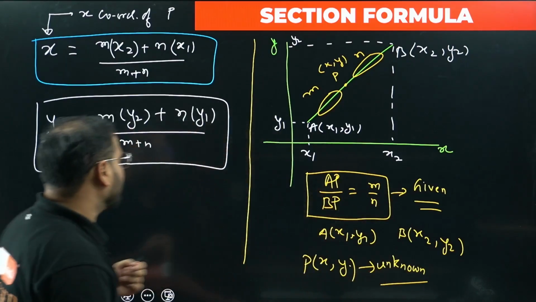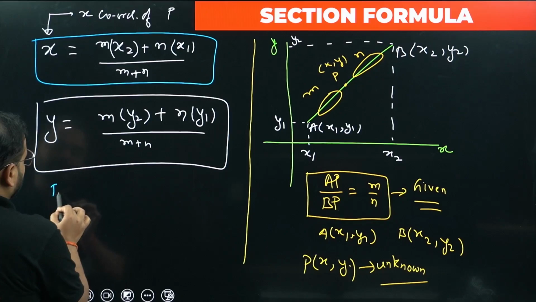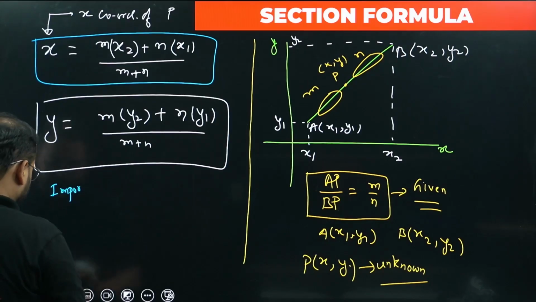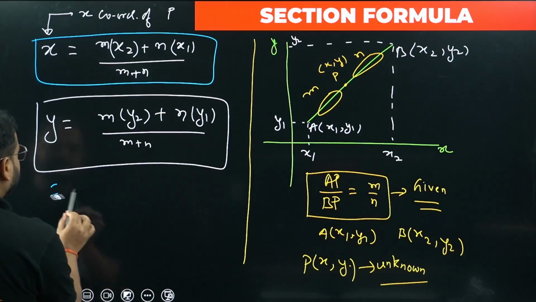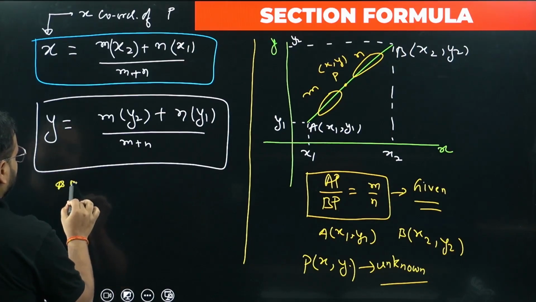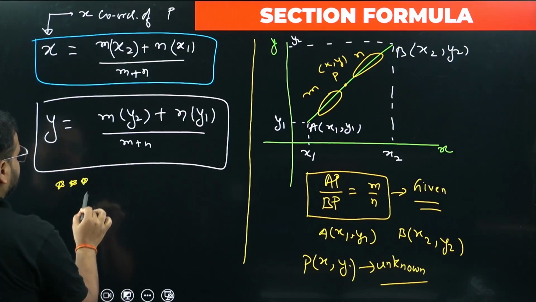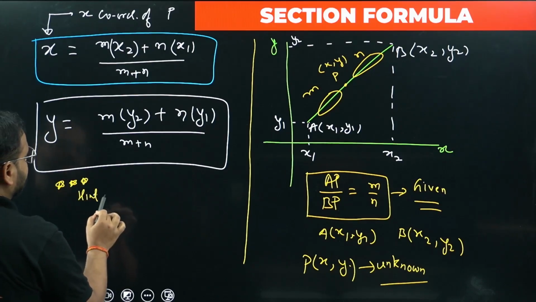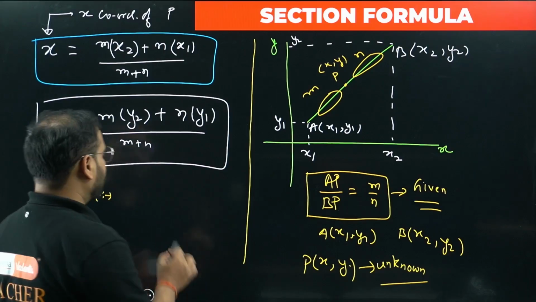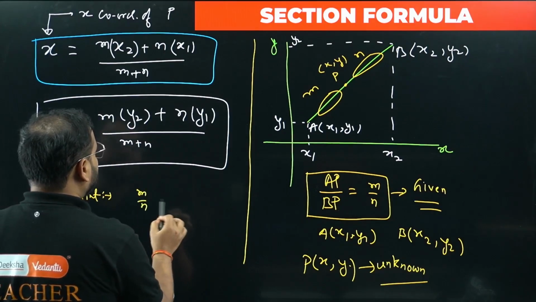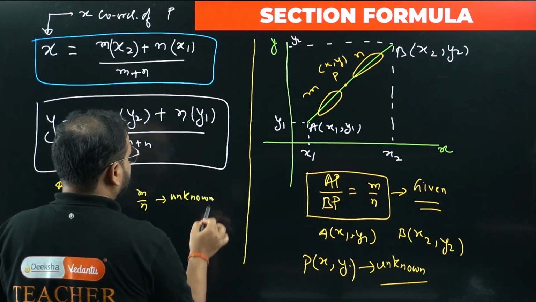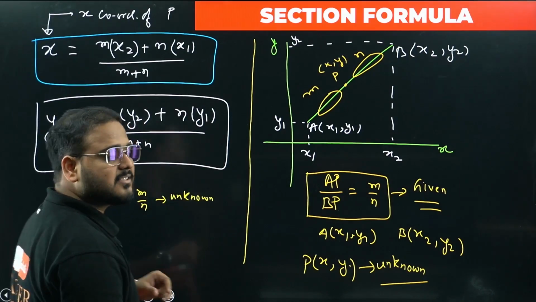But sometimes, this is a very good hint to solve the problems. What's the hint? Sometimes the ratio m by n is unknown.